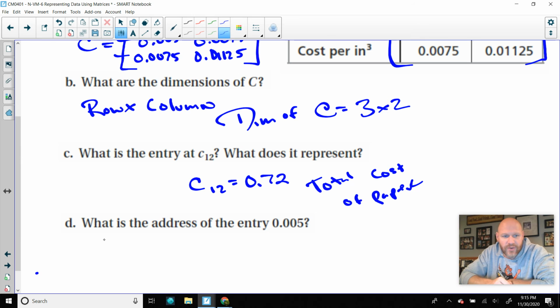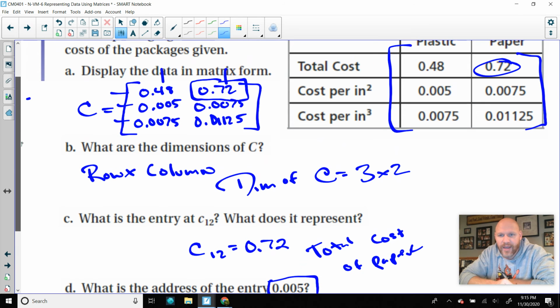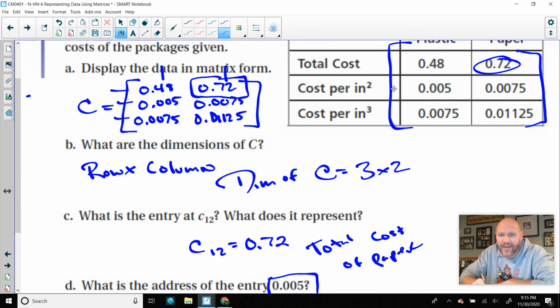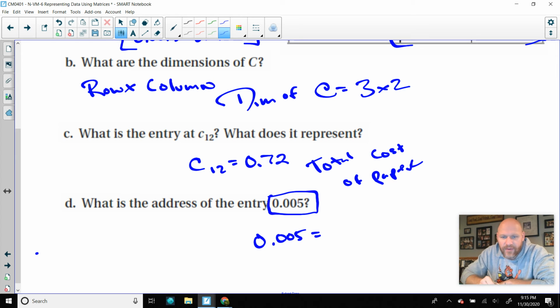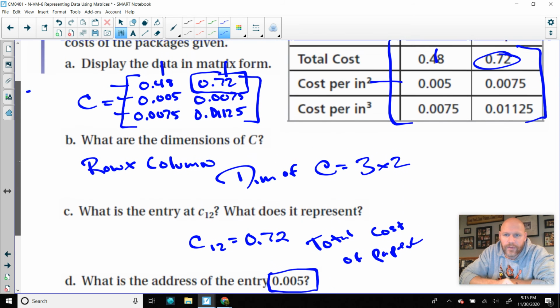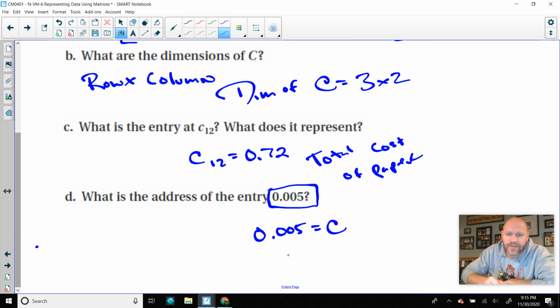The next question is asking us, what is the address of entry 0.05? I'll see if my smartboard will let me scroll back up. 0.05 is occurring in the second row, first column. So the address of 0.05 would be C, second row, first column, so it'd be C21. Second row, first column. All right, and that's how that works.